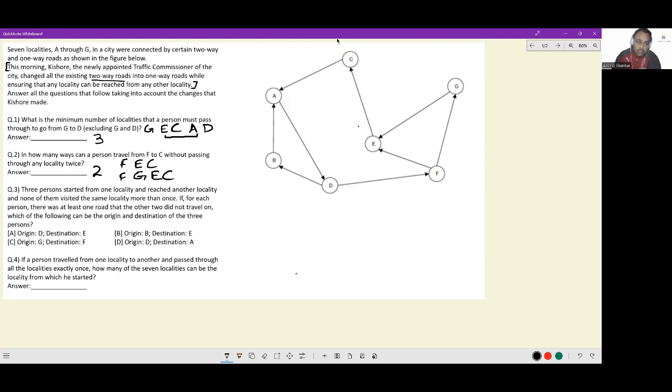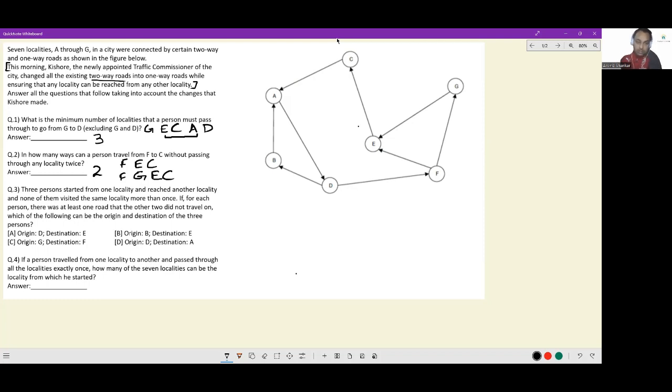Okay, next. Three persons started from one locality and reached another locality, and none of them visited the same locality more than once. If for each person there was at least one road that the other two did not travel on. This is another way of saying all of them took different paths. Which of the following can be the origin and destination of the three persons? Okay. In this case, all you have to do is go through options.